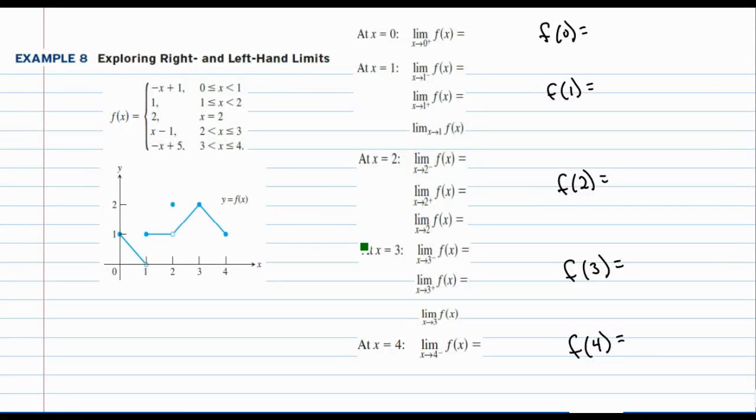This is the screencast for section 2.1, example 8, exploring right and left hand limits. So we had a brief example in number 7, and now in number 8 we're going to dive right into left and right hand limits and function values at the same time.